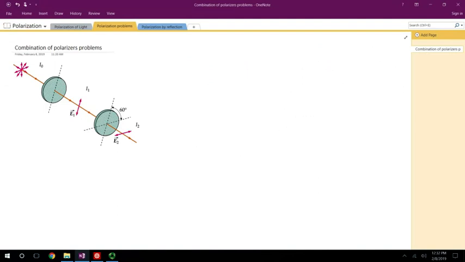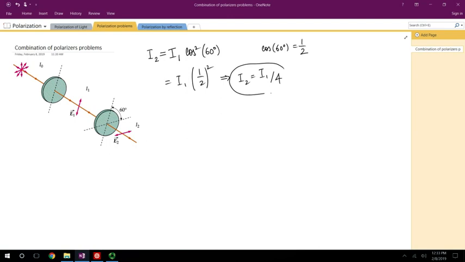In this problem, we will find a relationship between the three intensities I0, I1, and I2. For the first step, I'll choose the easier one. The relationship between I2 and I1 is easy because we can simply apply Malus law and write I2 equals I1 cosine squared of 60 degrees. Cosine 60 degrees is just equal to 1/2. So if I plug that in, I get I1 times 1/2 squared. This means that I2 is equal to I1 divided by 4. That's the relationship between I2 and I1.